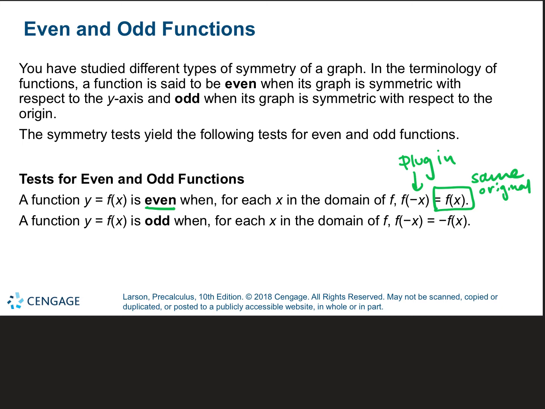Now if we plug in -x and end up with the opposite of the original function, so the sign changes in every term of our original function, then it would be an odd function. So the signs change. But in every single term, the sign has to change. It can't just be one that became negative. So for both of these, we're plugging in -x.